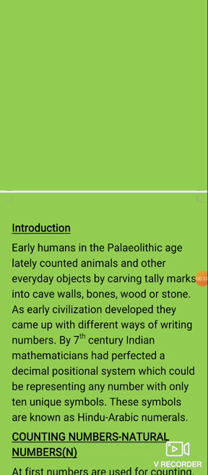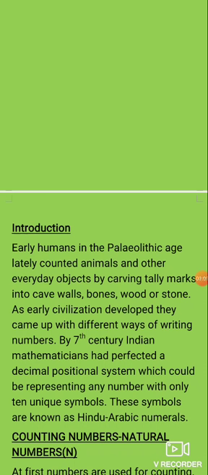Early humans in the Paleolithic age counted animals and other everyday objects by making tally marks on cave walls, bones, wood, or stone. As early civilizations developed, they came up with different ways of writing numbers. By the 7th century, Indian mathematicians had perfected a decimal positional system which could represent any number with only 10 unique symbols. These symbols are known as Hindu-Arabic numerals.